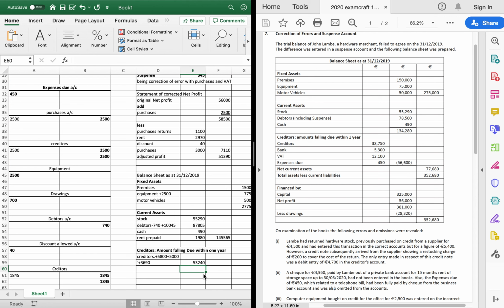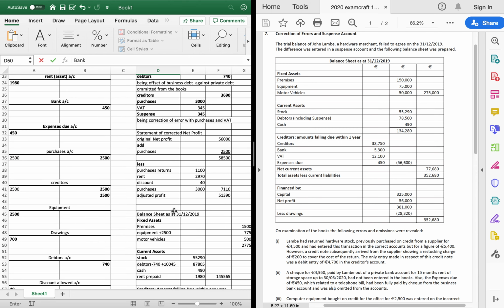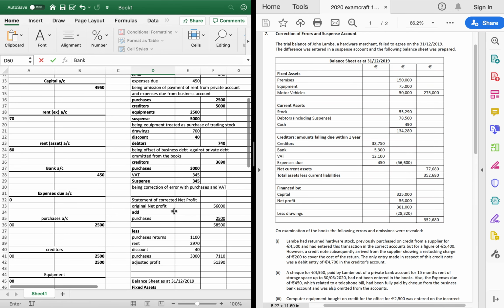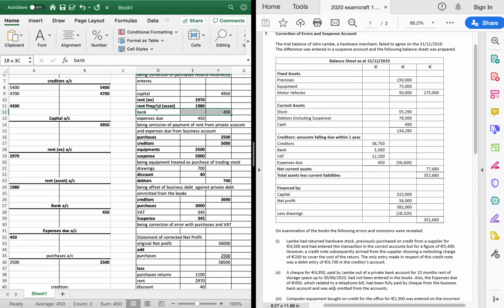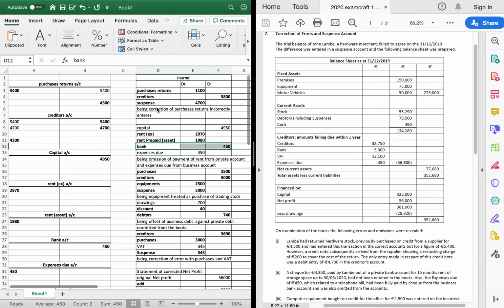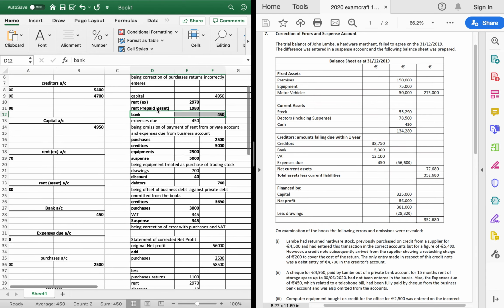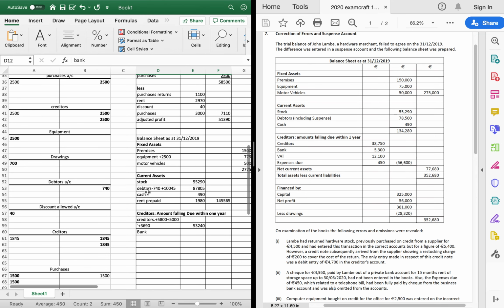We go to our bank. Yeah, that definitely changed as well. So we've got a credit of 450, so that has to be added on to the bank. And that appears to be the only one. So 53 plus 450 is 5750. And then we've got VAT.